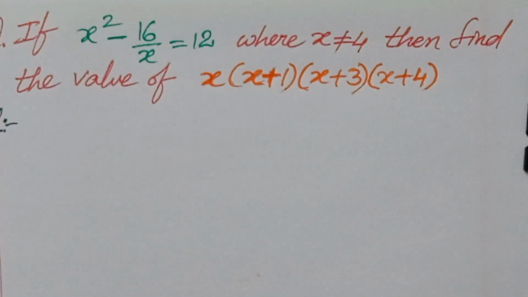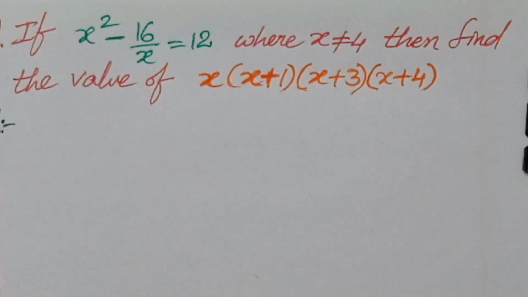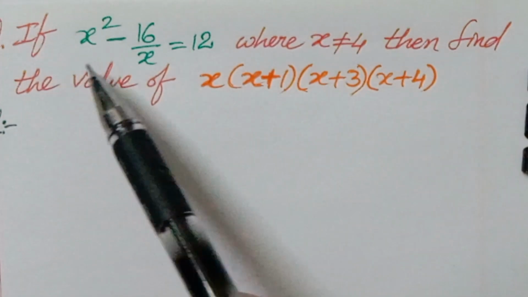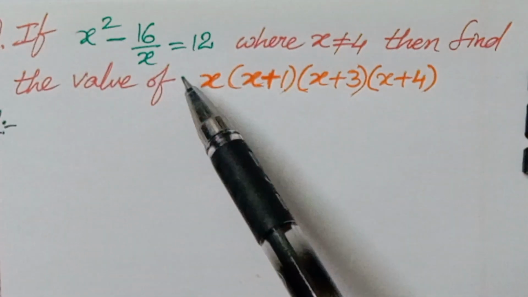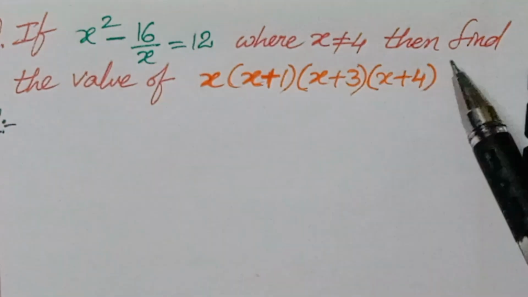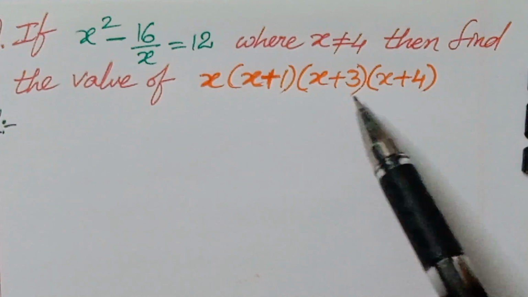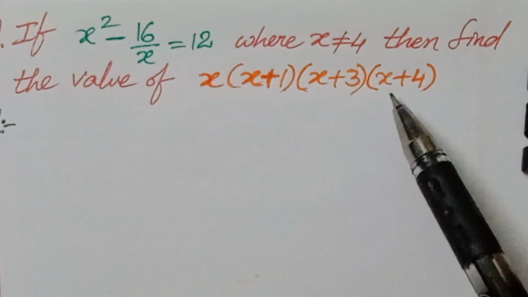Welcome back to AyaansEasyMath. So today we are looking at one logical question. The question is, if x square minus 16 by x equal to 12, where x is not equal to 4, then find the value of x into x plus 1 into x plus 3 into x plus 4.